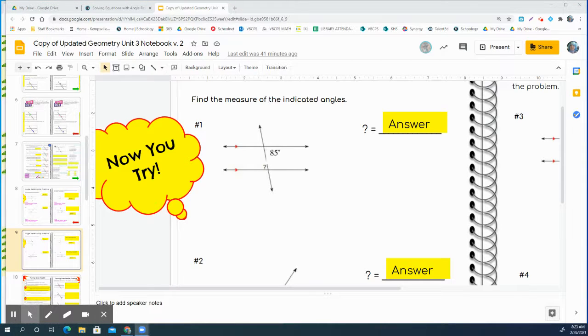What'd you get for question number 1? 85. Any questions on number 1? What's the angle relationship here? Alternate interior, absolutely. I don't know why my mouse keeps disappearing. And what about question number 2? What's the answer to that one? 38, 100%. And what's the relationship in number 3?